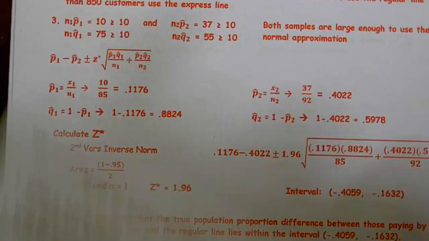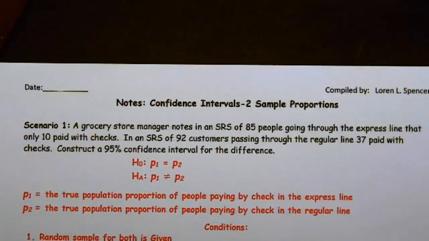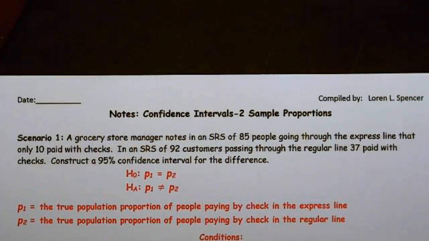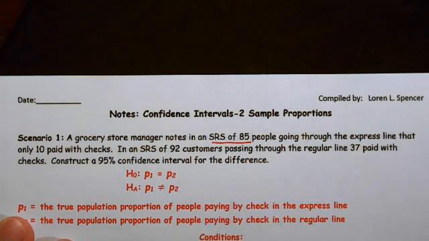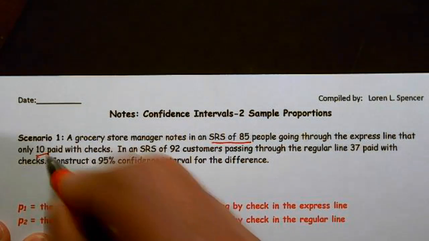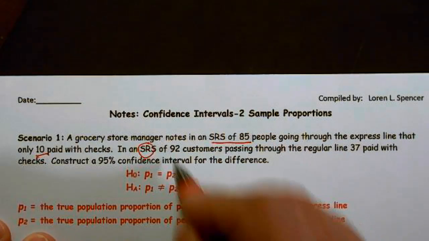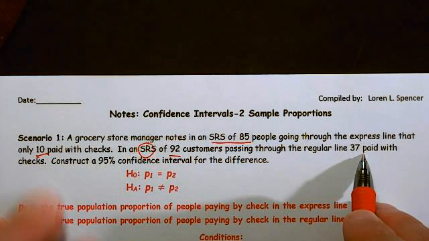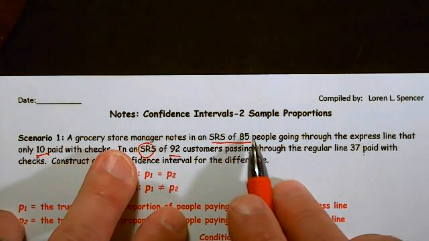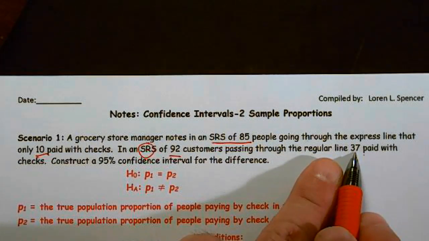So let's go ahead and begin our first problem. A grocery store manager notes in a simple random sample of 85 people going through the express line that only 10 paid with checks. In a simple random sample of 92 customers passing through the regular line, 37 paid with checks. So basically, we have two groups. We have those who are going through the express line and those who are going through the regular line.